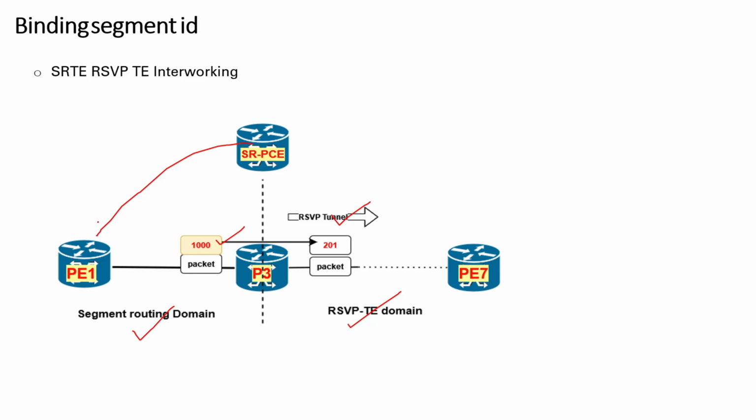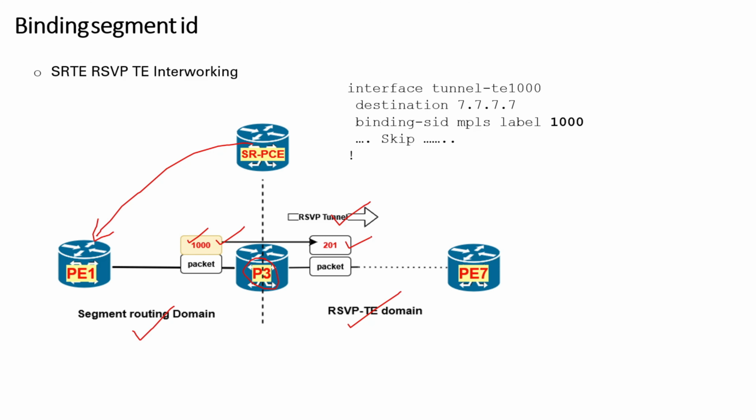So with the help of SRPC, PE1 will push that binding SID on top of that packet. Once it is received on PE3, which we can say is the ABR or ASBR, it will swap that binding SID with the RSVP tunnel label. This way we can configure the binding SID under the RSVP tunnel, which can help us in the interworking scenario.